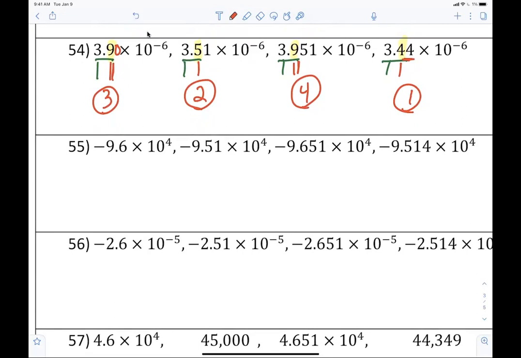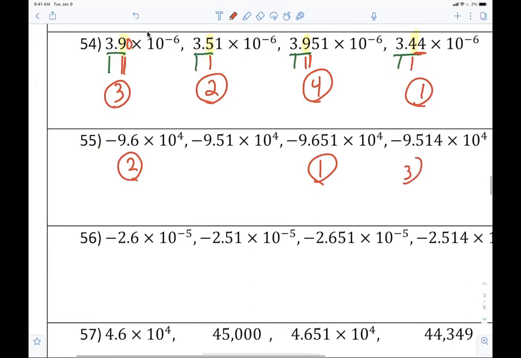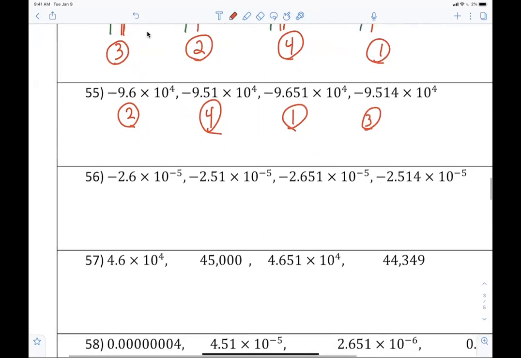All right, so Forrest, tell me, the biggest number or the smallest number. The biggest negative. The biggest negative is 9.6, right? So that'd be number one. Then what? Then negative 9.6. Good. Negative 9.514. Good. And then negative. Yes. All right, that was nice. Thank you for that.